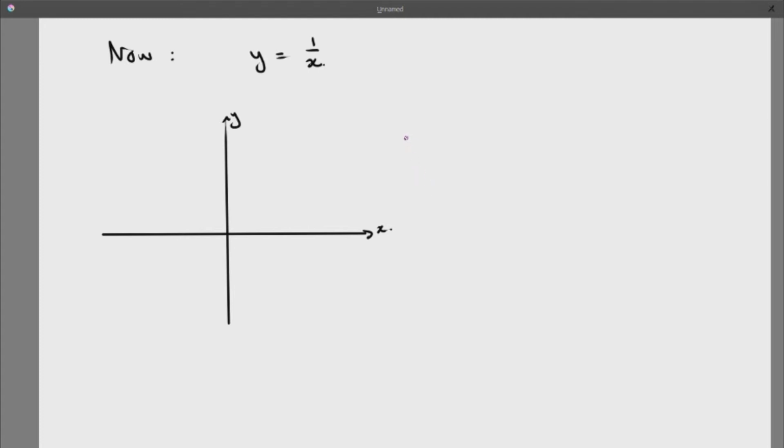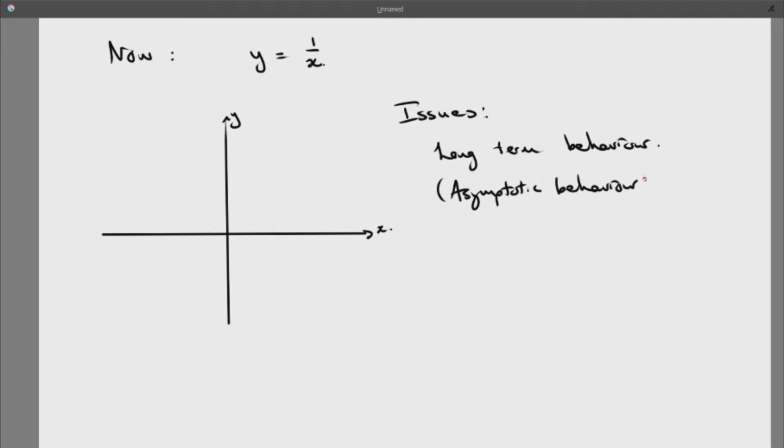First of all, I have two kinds of issues. I have what we'll call long-term behavior. That's also called asymptotic behavior. Well, asymptotic behavior is really covering both. Long and, let's say, short-term extreme behavior. These are names I'm making up.